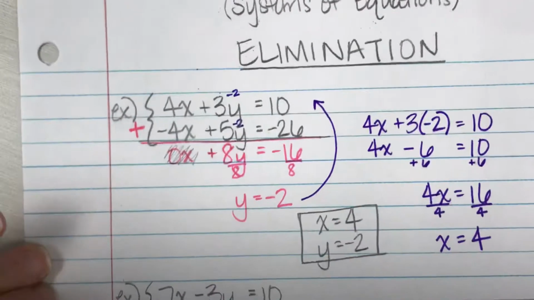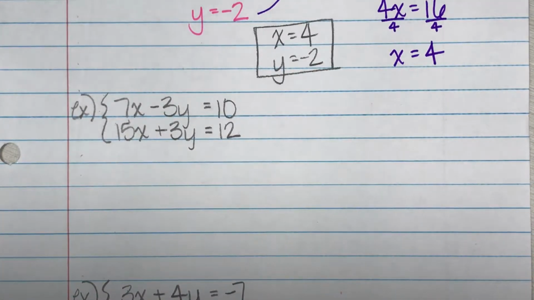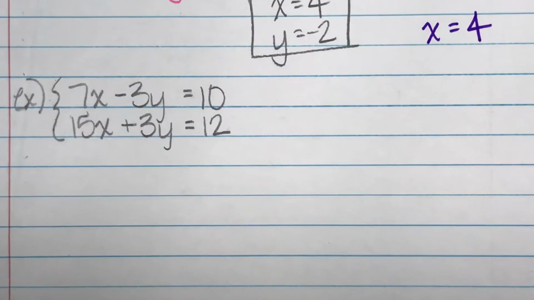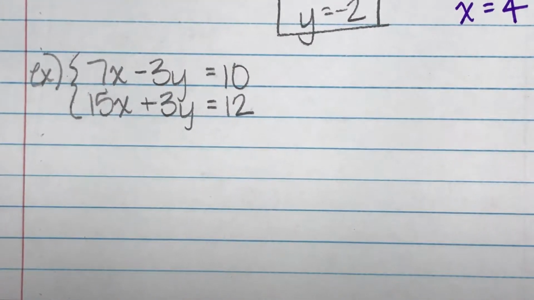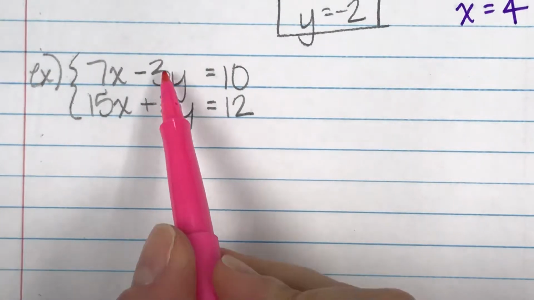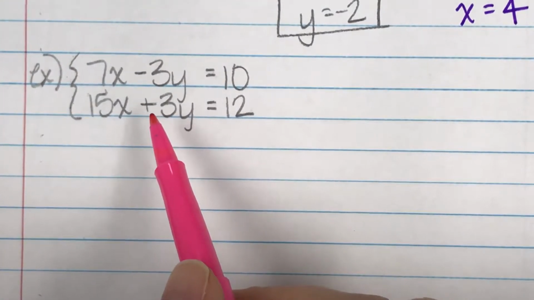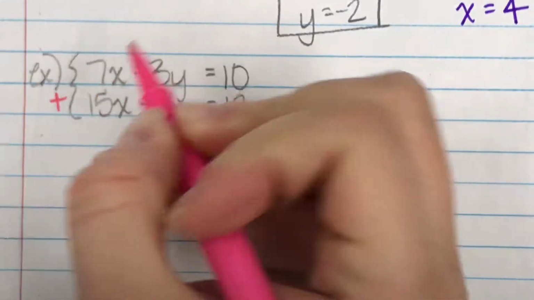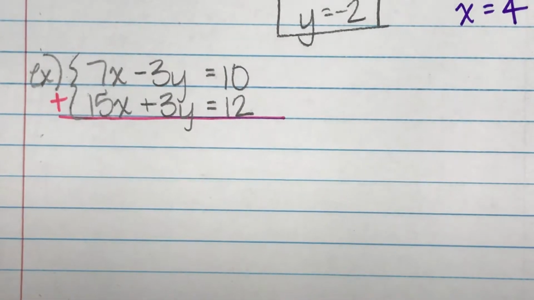So let's look at another one. 7x minus 3y equals 10, and 15x plus 3y equals 12. Well, first off, I recognize this is a really nice elimination problem because I'm already seeing these that are looking like they're going to eliminate. A little different because my y's are eliminating in this problem instead of the x's. So I'm going to add these two equations together.